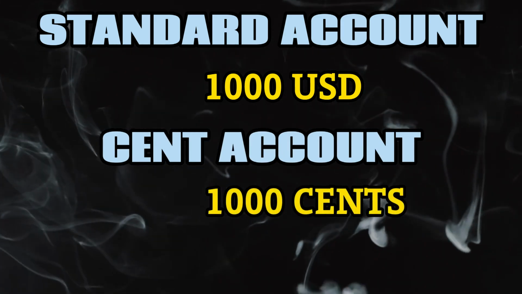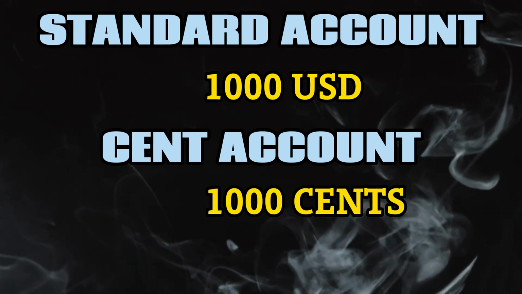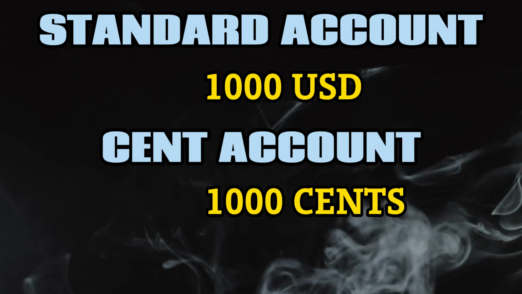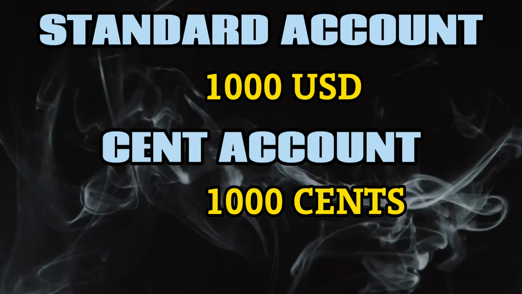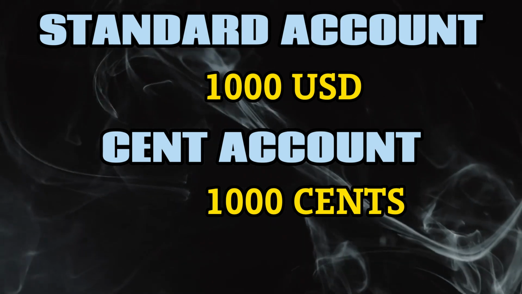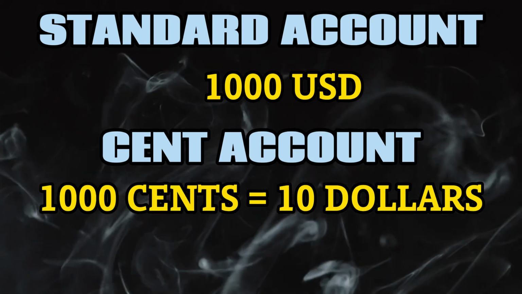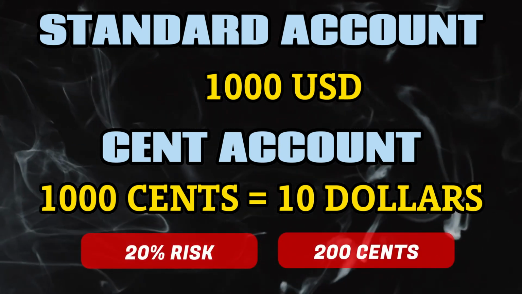For example, if you have a $10 account and your intention is to risk $2 per trade, which is 20% of the account, you can't do that effectively on a standard account, as you can see. But if you have 1,000 cents, which is $10, you can afford to do that by consistently risking 20%, which is 200 cents per trade.